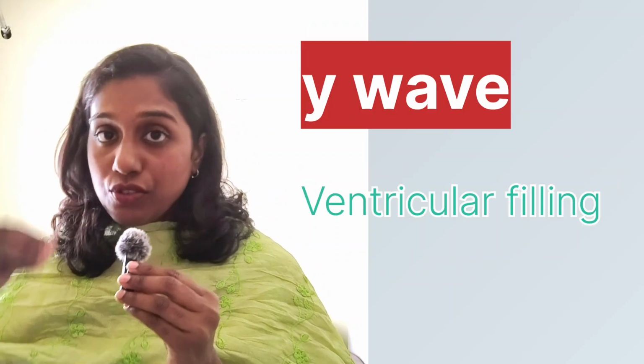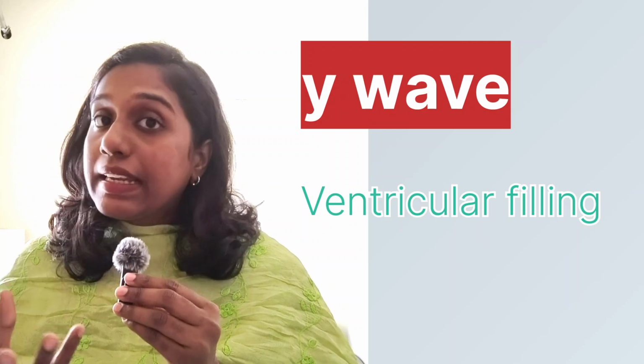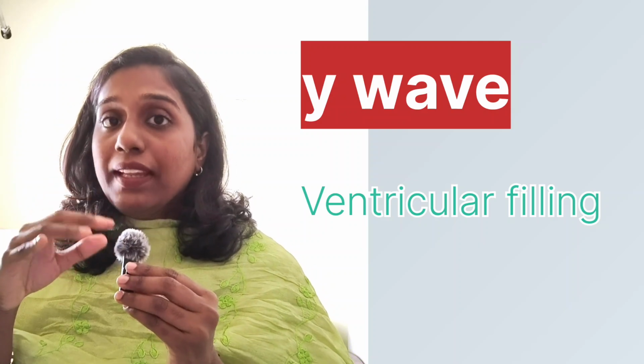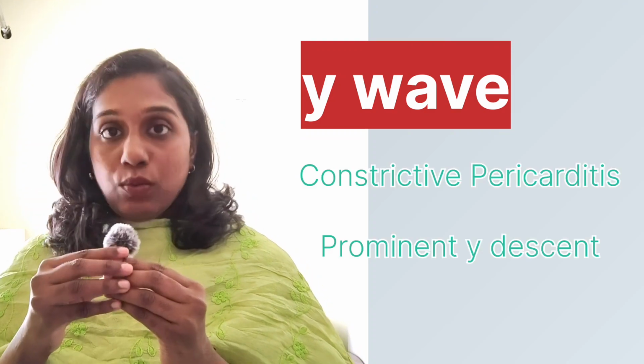Finally, the Y descent. From the right atrium, blood rushes to the right ventricle. When the tricuspid valve opens, this causes ventricular filling, and the pressure inside the right atrium decreases. So we will get a negative wave, that is the Y descent. In constrictive pericarditis, we will get a prominent Y descent.